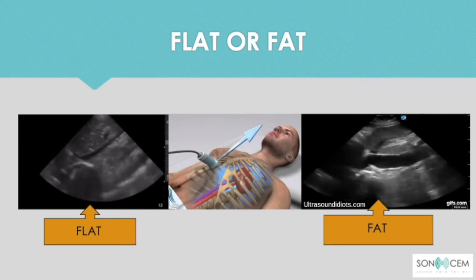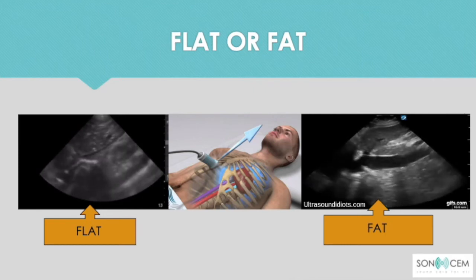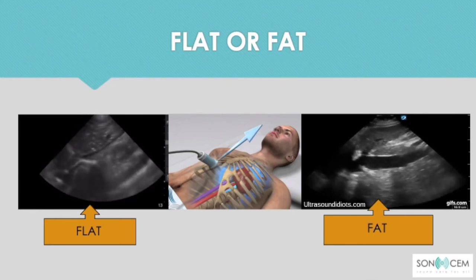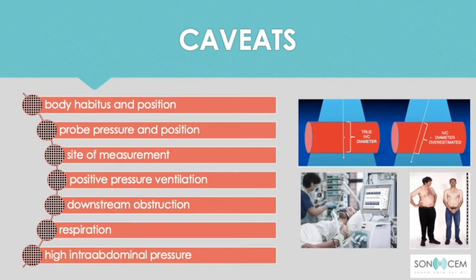It doesn't mean that flat IVC equals under volume. There are many caveats in IVC scanning. It depends on body habitus and position, the probe pressure and position, site of measurement, positive pressure ventilation, downstream obstruction, and respiration. When the patient is tachypneic, the IVC appears smaller. With high intra-abdominal pressure, the IVC will also appear smaller.